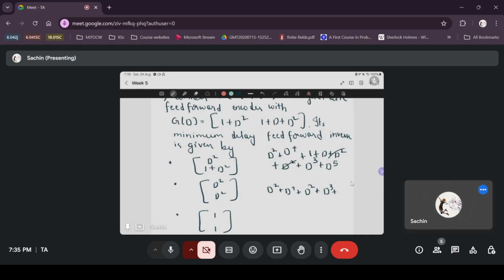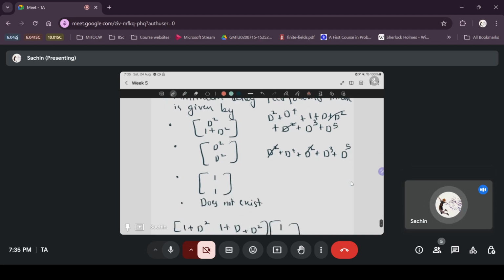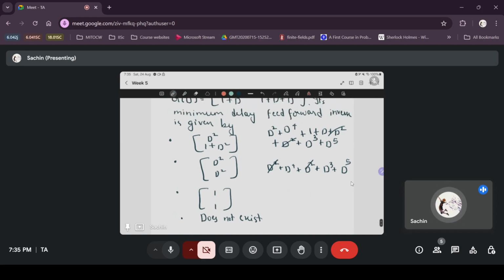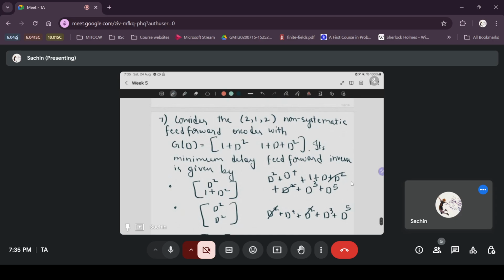And the second option, d square plus d power 4 plus d square plus d cube plus d power 5. Again, only d square is cancelled. So again, it's not a power of d. So I'm not sure if you can directly conclude from that if those two are not inverses. Let me check that. Again, we are running into the same problem.